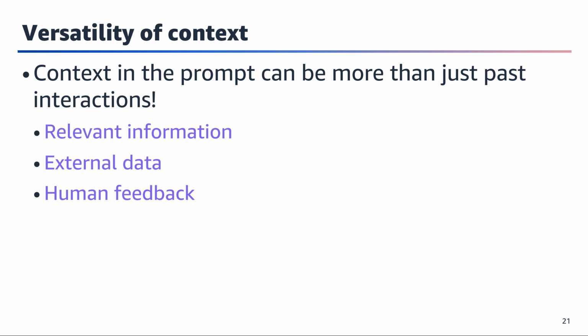Now we'll discuss how context plays a crucial role in understanding and processing information. While many might think context is simply about past conversations or interactions, it's actually much more comprehensive. We have three main types of context to consider. First, there's relevant information that directly pertains to our current discussion. Then, we incorporate external data that helps broaden our understanding. Finally, and perhaps most importantly, we have human feedback, which helps refine and improve our understanding.